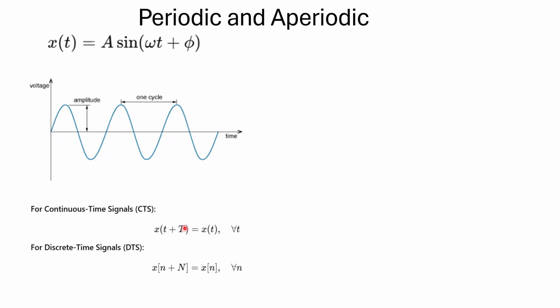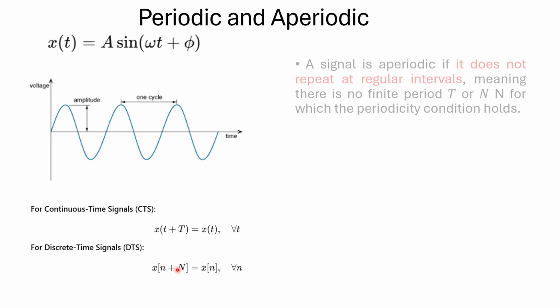If it is so, then this signal will be called periodic, and the tau over which your signal is repeating, that is called the time period. This is for the continuous case. Similarly, for discrete, you can write x of n plus N is equal to x of n, right?